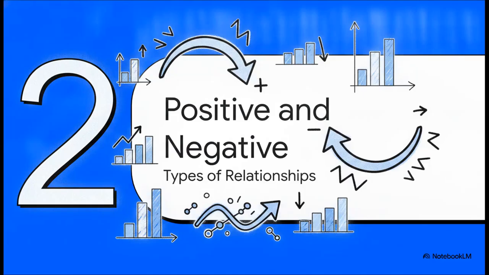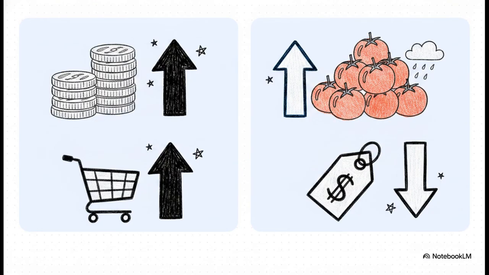Section 2. Positive and negative relationships, and the types of relationships. The core rules for these relationships are wonderfully simple. Variables basically do one of two things. In a positive correlation, they move together in the exact same direction, in harmony. You know, like when your income rises, your consumption usually rises right along with it. On the flip side, we have negative correlation, where variables move in complete opposite directions. For example, when the local harvest supply of tomatoes increases, the price of those tomatoes drops.